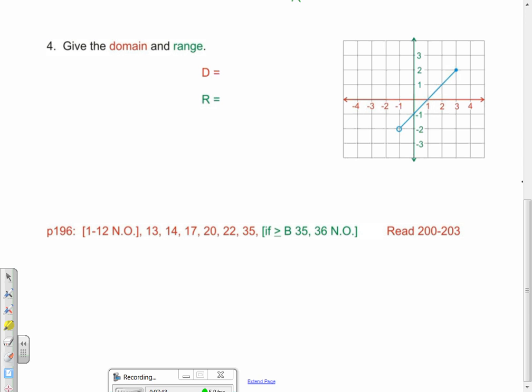Is the -1 part of the domain? And the answer is no, because of that open circle, right? How about -0.99? Is that part of the domain? Yes. How about -0.5? Is that part of the domain? Yes. How about 0? Is that part of the domain? Yes. In other words, do I hit the line from it? Do I hit the line from a half? Yes. Do I hit the line from 1? Yes.